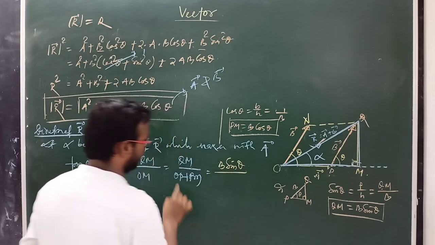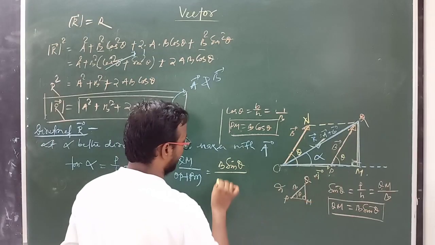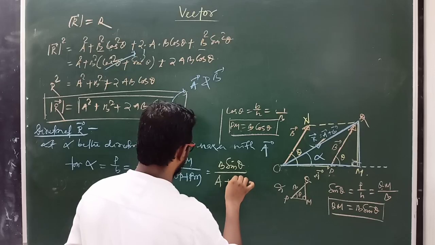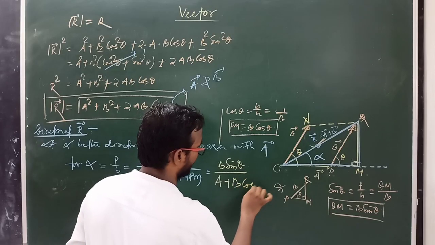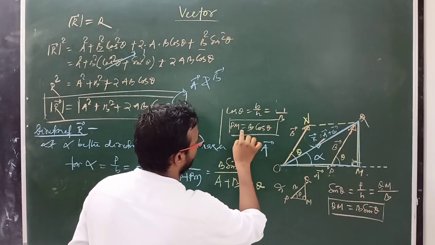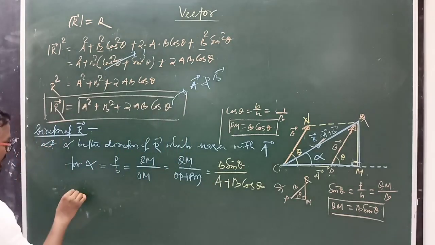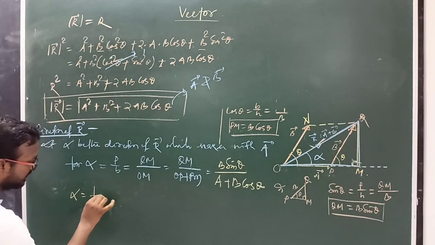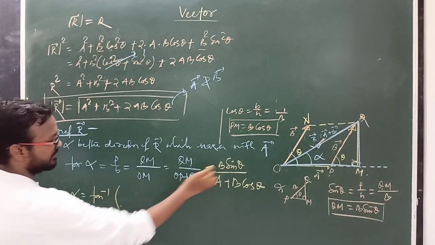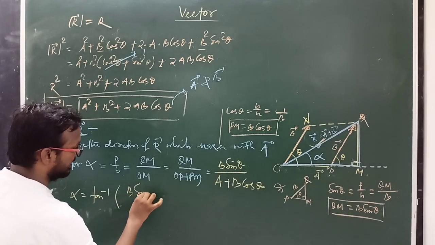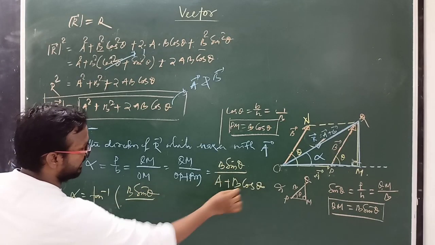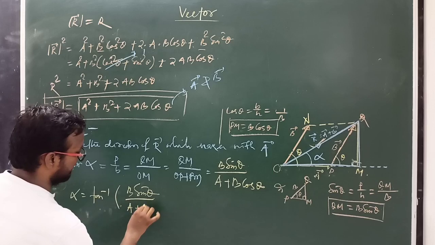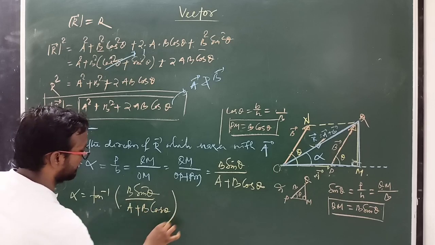B sin theta divided by OP. OP is here A plus B cos theta. Here PM equal to B cos theta. This is tan alpha. So alpha equal to tan inverse of B sin theta divided by A plus B cos theta.